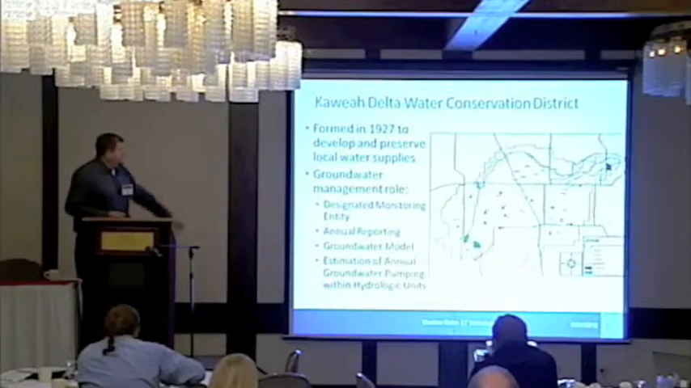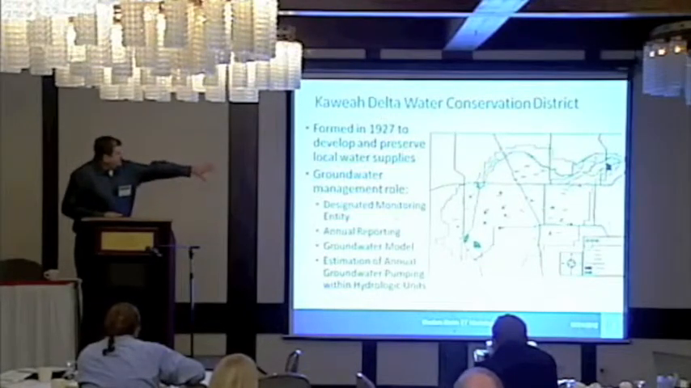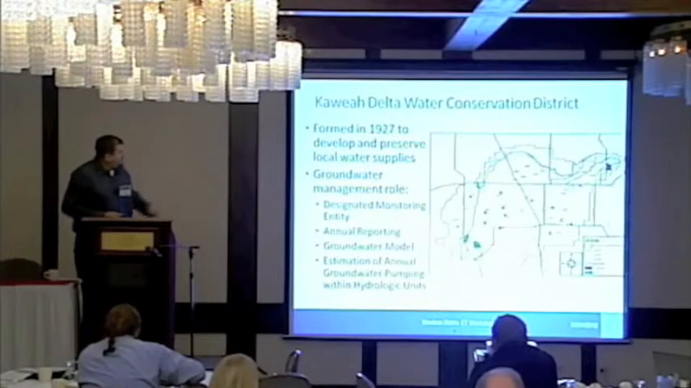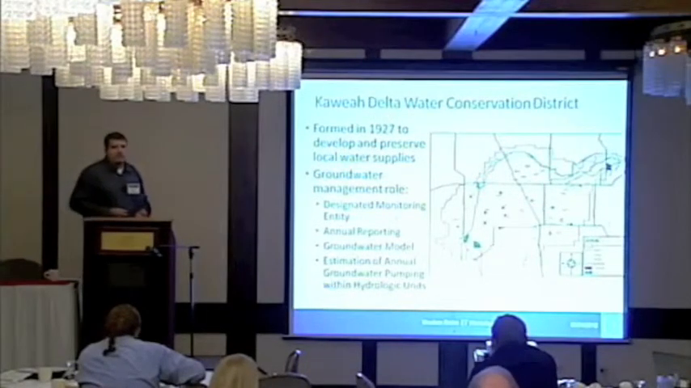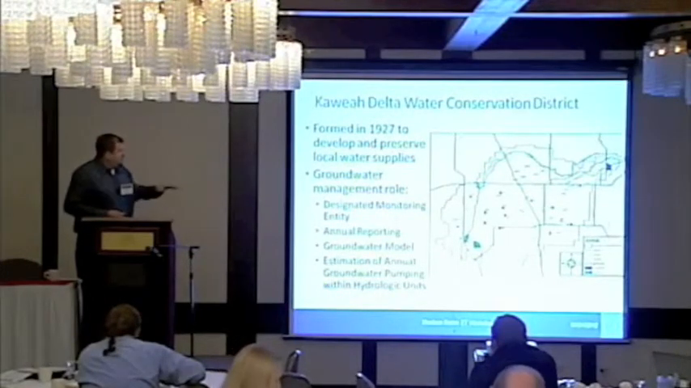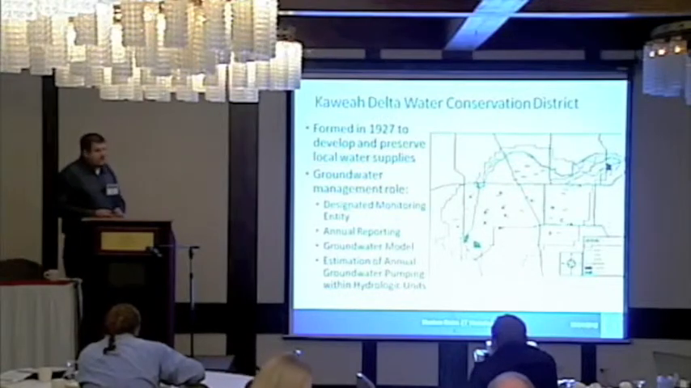This map just shows the blue dots represent direct recharge basins. The red areas represent planned recharge basins. So they have an active program of both direct groundwater recharge and in lieu recharge through the importation of water supplies via the Kaweah River and from the Central Valley Project.